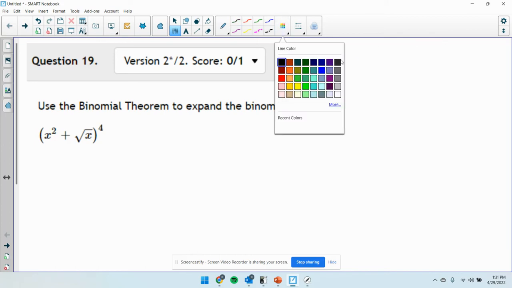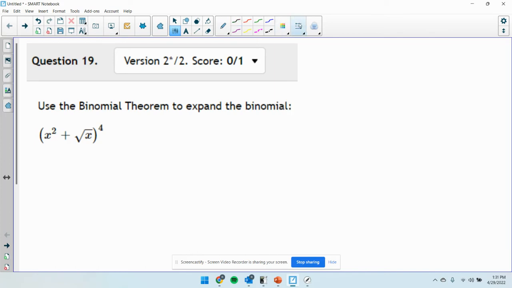Okay, so we have this problem here. The first thing I want to figure out is when I expand it, what my coefficients are going to be. So to do that, we're just going to reference the binomial expansion formula from the notes. And my coefficients are going to be the leading one will be 4 choose 0, then 4 choose 1, then 4 choose 2, 4 choose 3, and 4 choose 4.